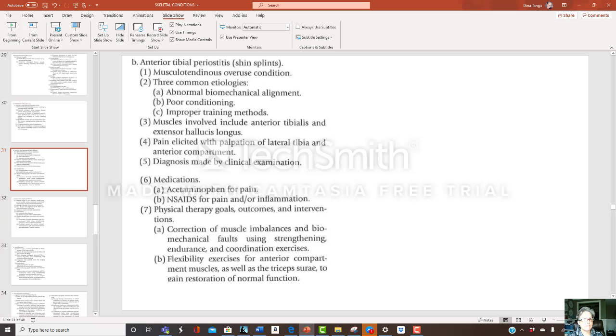Medications: acetaminophen for pain, NSAIDs for pain and/or inflammation. Physical therapy goals, outcomes, and interventions: correction of muscle imbalances and biomechanical faults using strengthening, endurance, and coordination exercises, flexibility exercises for anterior compartment muscles, as well as triceps surae, to regain restoration of normal function.